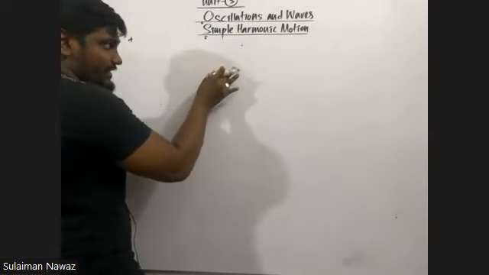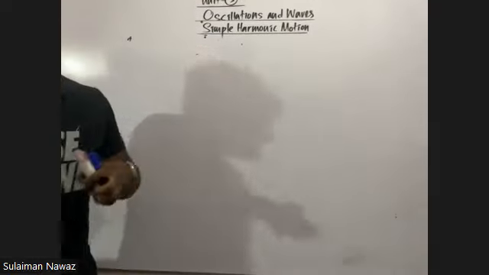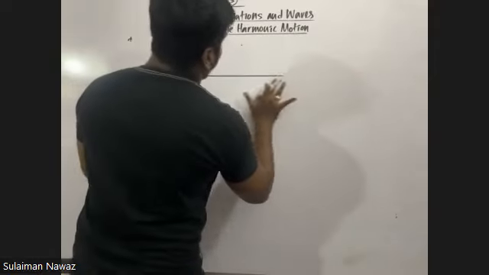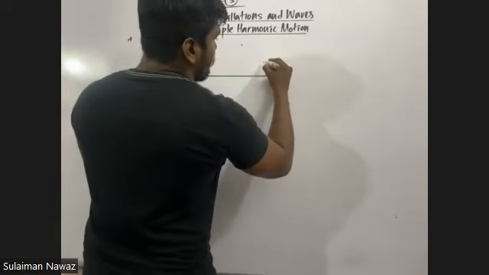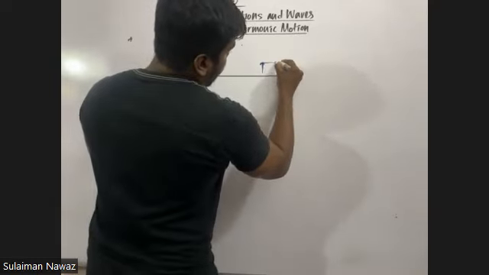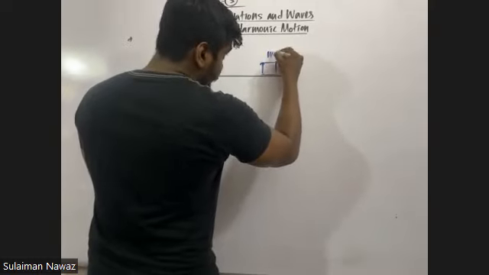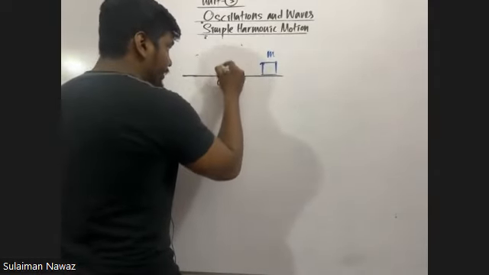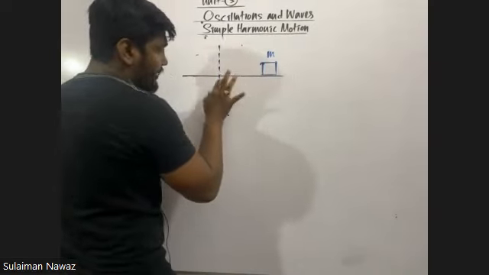Now we are going to derive the characteristic equation of simple harmonic motion. Let's say this is your object, which moves in simple harmonic motion. Let's say the mass of this object is m. Let's consider this is your equilibrium point, or the center of oscillation of the simple harmonic motion.